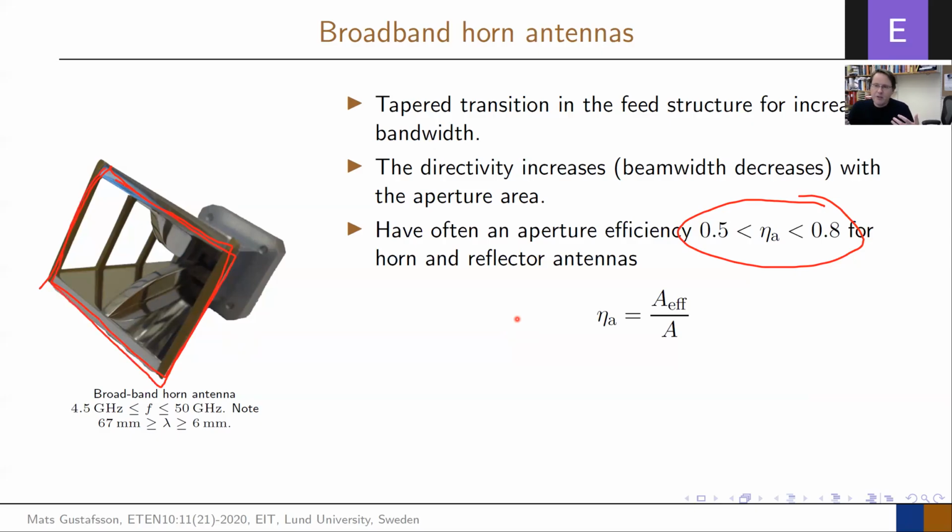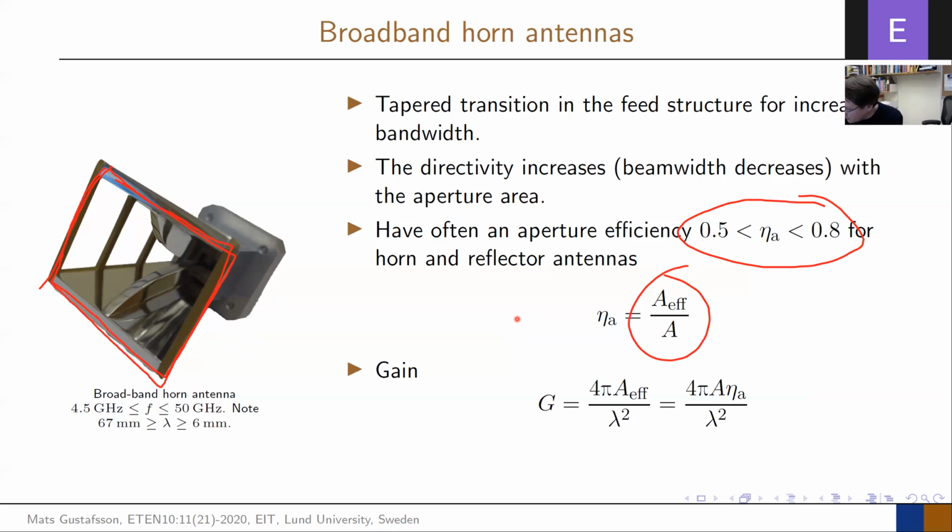And that means that you can then relate the physical aperture to the effective area of these ones, because you have the aperture efficiency, and that is just a quotient between those two. That could then tell you approximately the gain of this antenna, because the gain is related to the effective area, which will be related to the physical area in wavelengths. So that means that we can get a fair idea of the performance of this antenna just from its size and knowing what type of aperture efficiency we have.